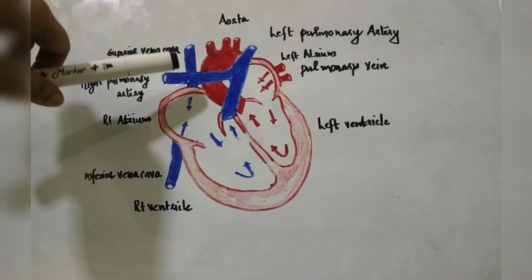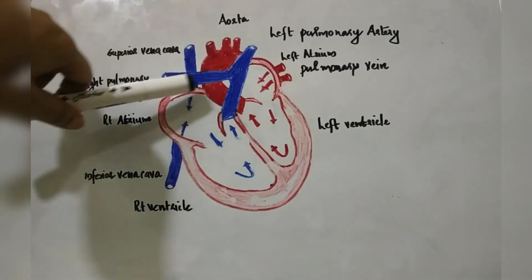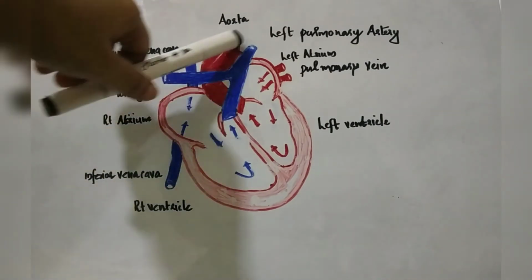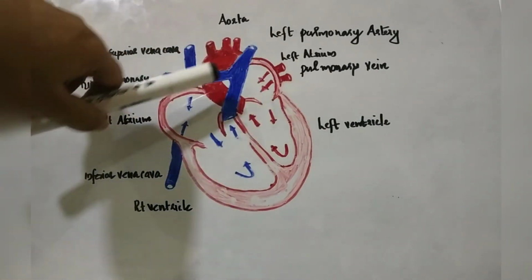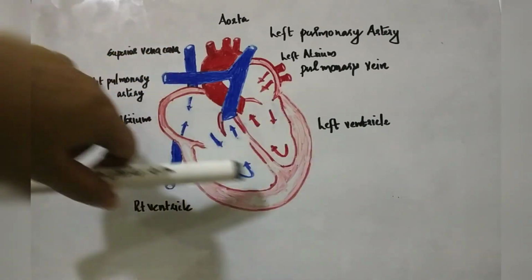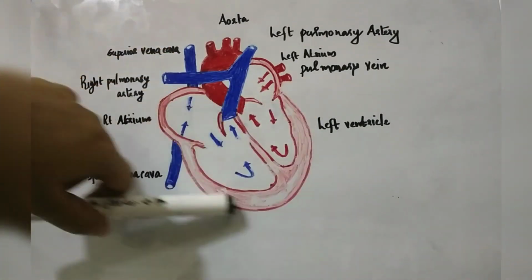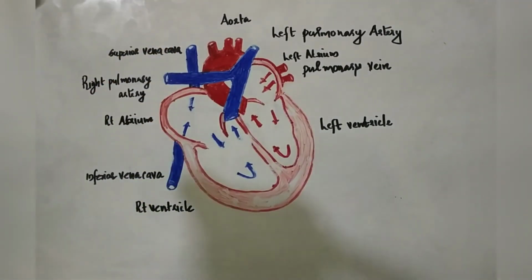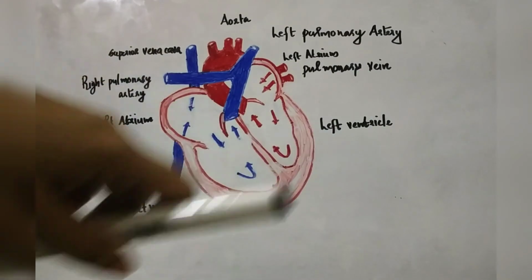So in this figure, you can understand that the wall of the atrium, that is the two right and left atrium, it is thin, and the wall of the ventricle, it is thicker. So we will discuss each of these topics in detail in the upcoming videos. This is the end of today's video.